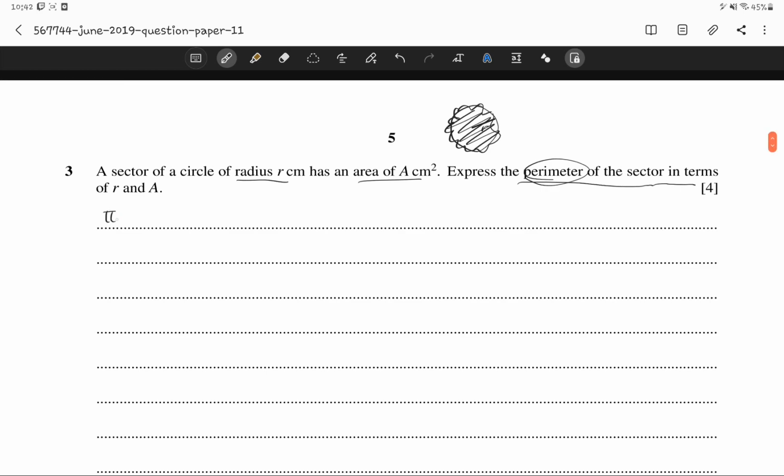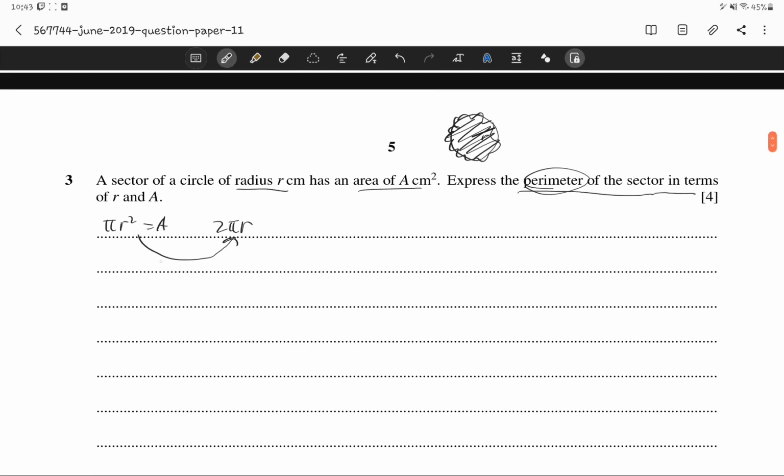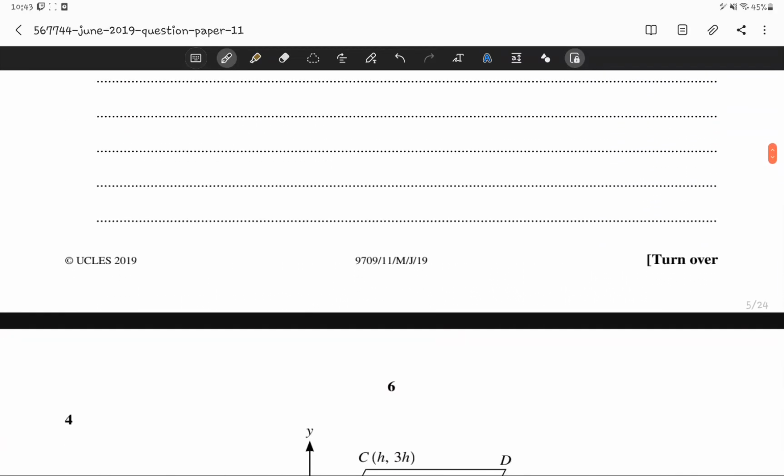So pi r squared equals a, and we want to make it into 2 pi r. So what do we have to times? First, we have to times it by 2, right? And divide it by r. Is that right? 2 pi r squared, 2 pi r, yeah. So this would equal 2a over r. Yep, I think that's right.